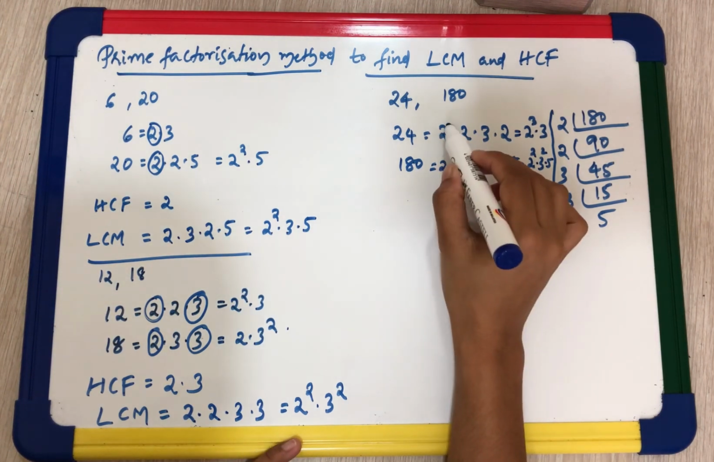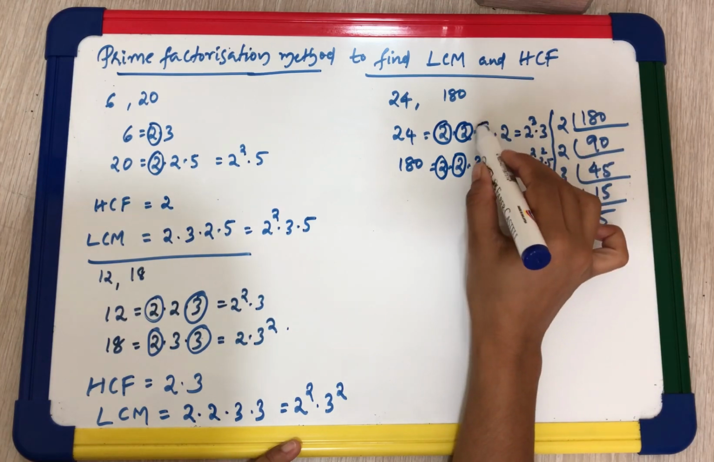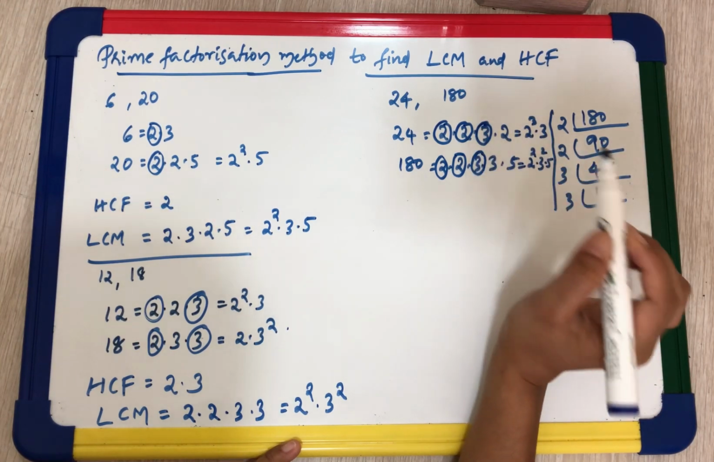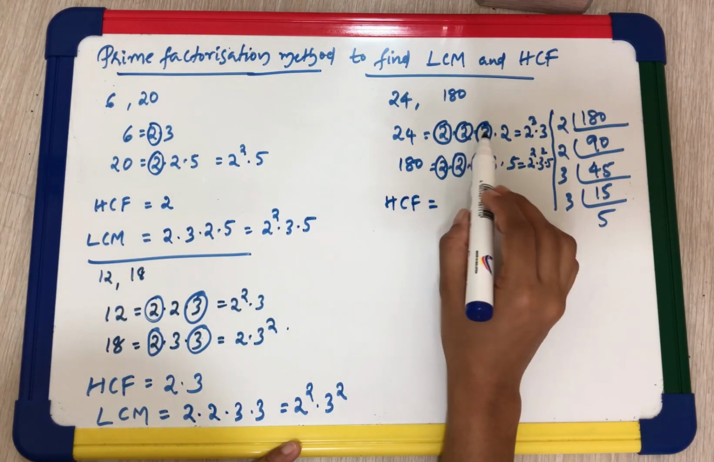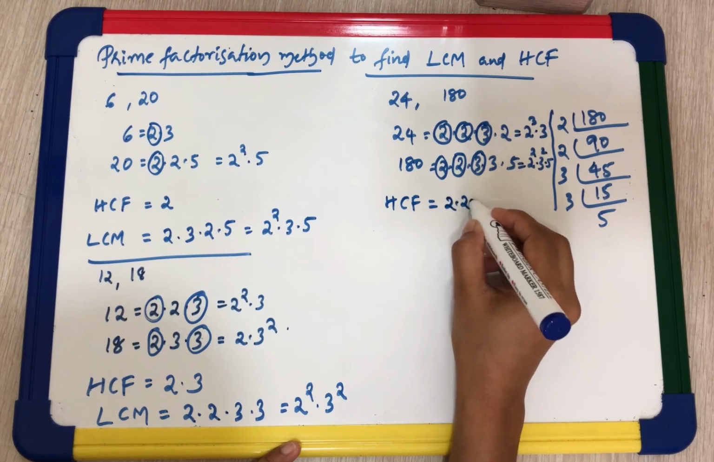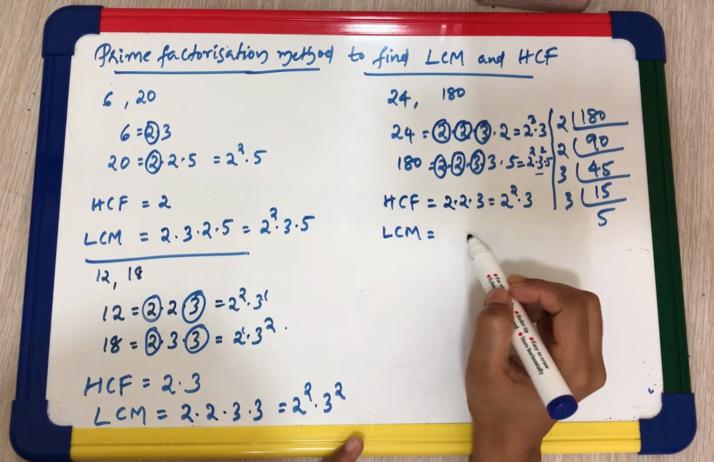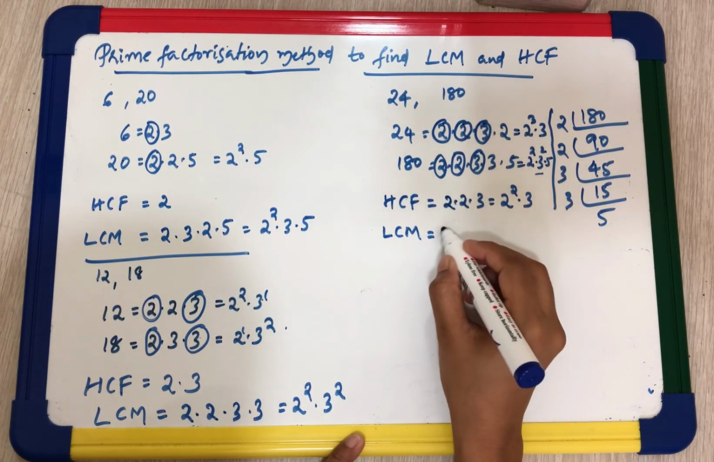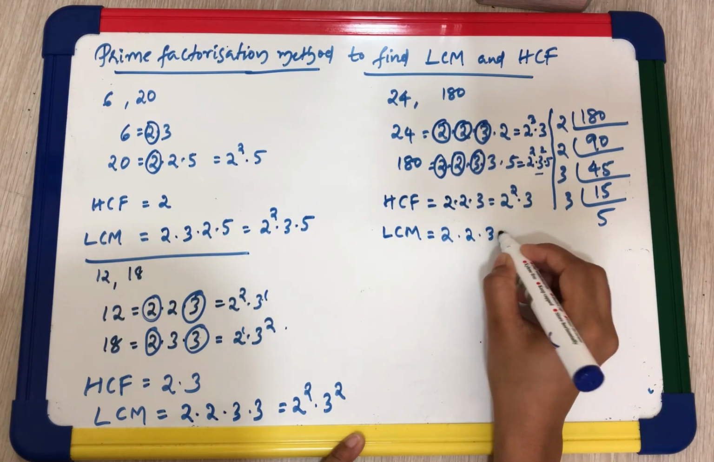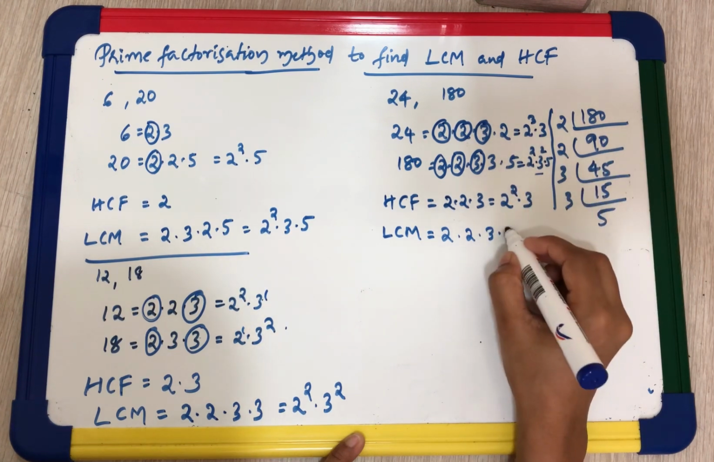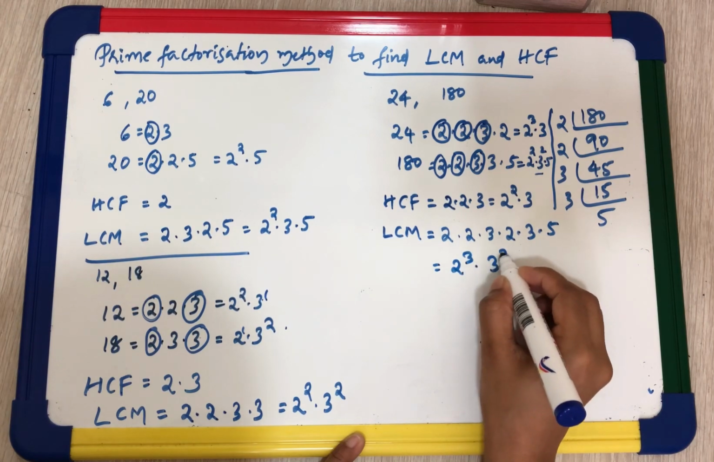Here the common factors are 2, two times, and 3. Therefore, HCF, the highest common factor, is the product 2 into 2 into 3, which is equal to 2 square into 3. And LCM is equal to, consider 2 once, again consider it once, 2 into 3 into the remaining 2 into 3 into 5, which is equal to 2 cube into 3 square into 5.